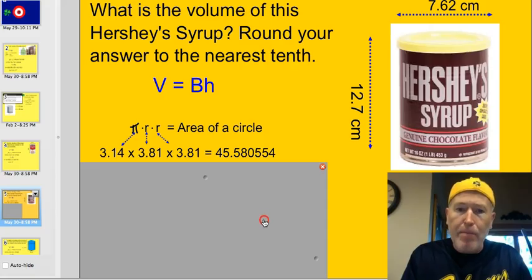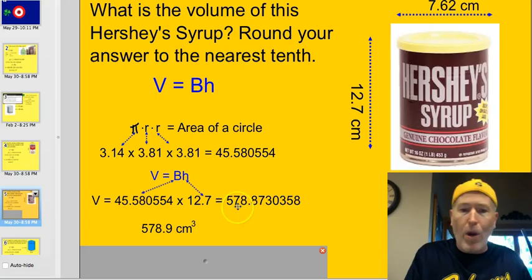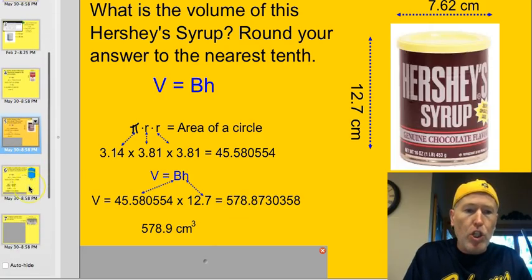When you pop that into your volume formula, you multiply it by the height of 12.7, you get 578.8730358. We're rounding to the nearest tenth. We just need to look at the 0.8 here. Look next door. There's enough there to call that 578.9 centimeters cubed.